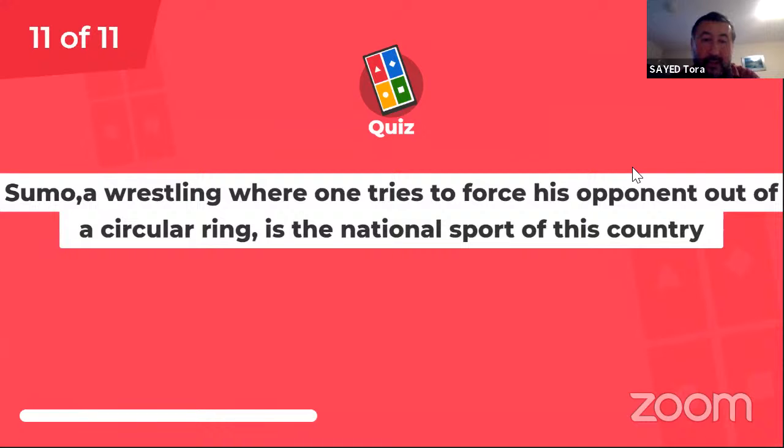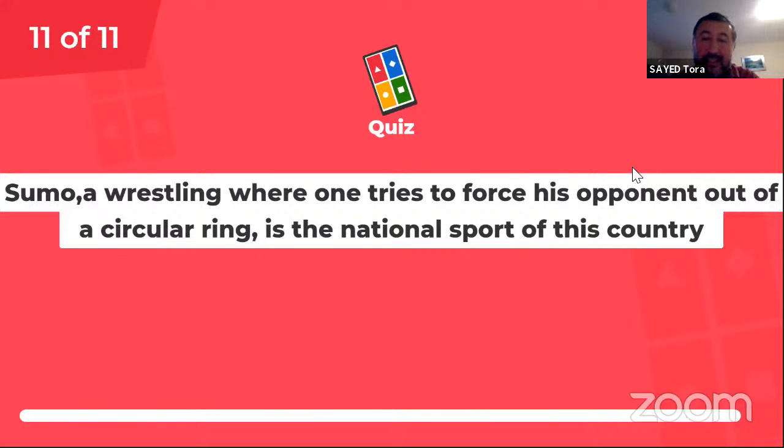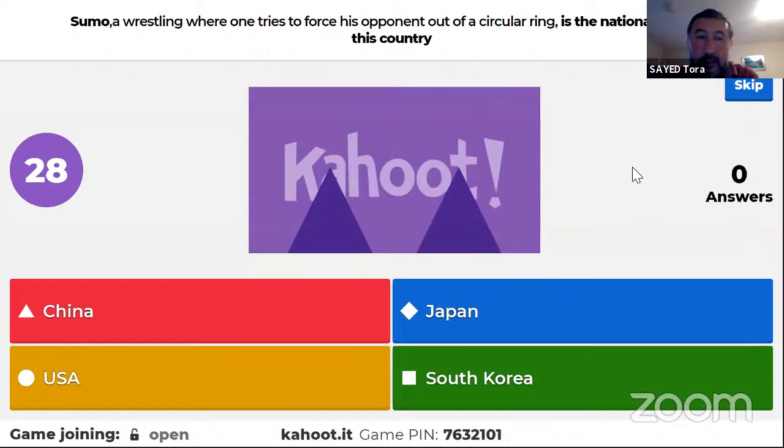Sumo, a wrestling where one tries to force his opponent out of the circular ring, is the national sport of what country? So the question is, Sumo is the national sport of which country? China, Japan, USA, South Korea.